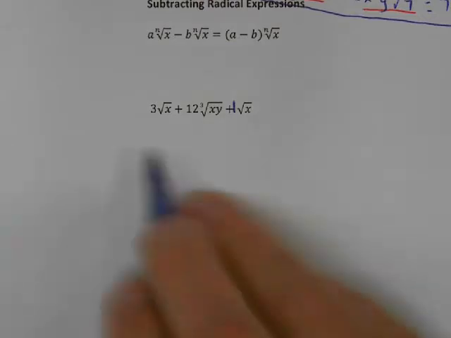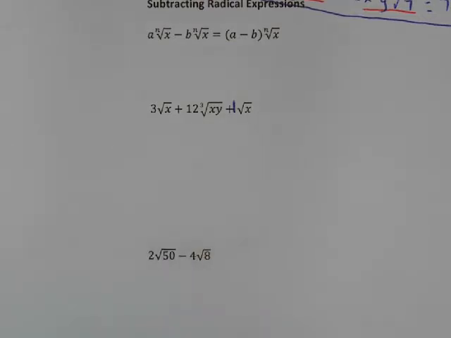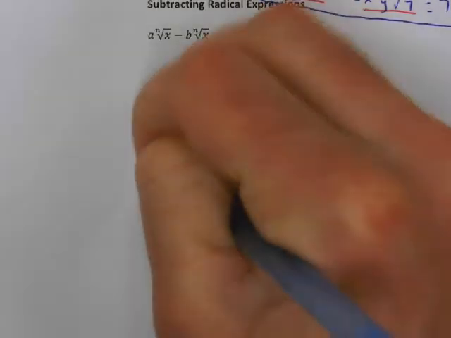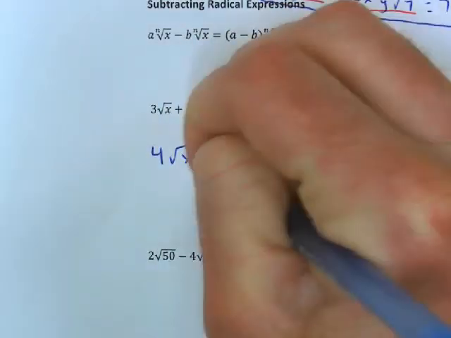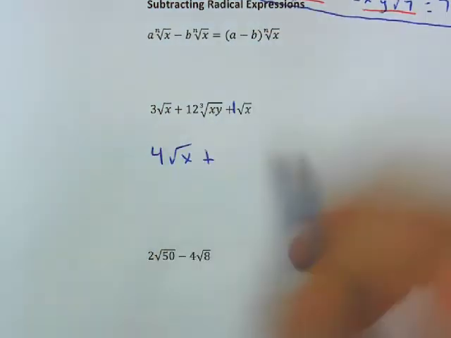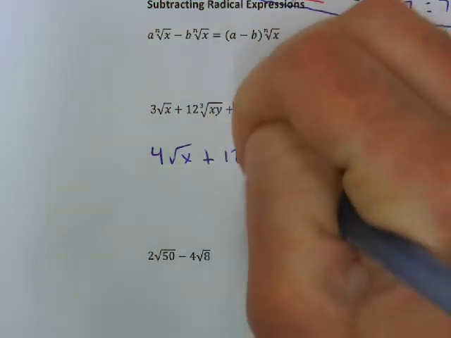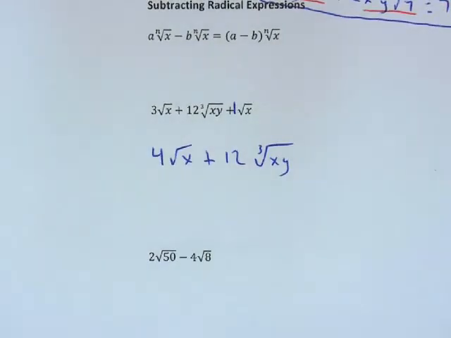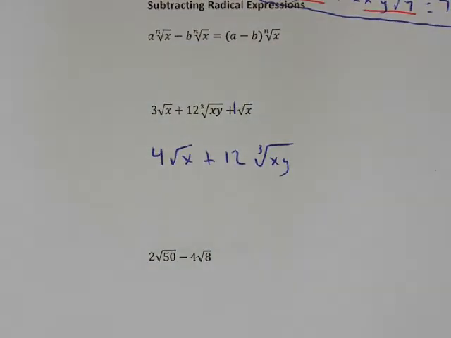Yeah, they're not all like terms, but I can combine the like terms that we do have. 3 root x plus 1 root x gives me 4 root x. And then plus, well, I couldn't do anything with that, so it just stays how it is. 12 times the cube root of xy. And then that's my answer. So sometimes you're going to have some like terms and some that are not like terms. Moving on.